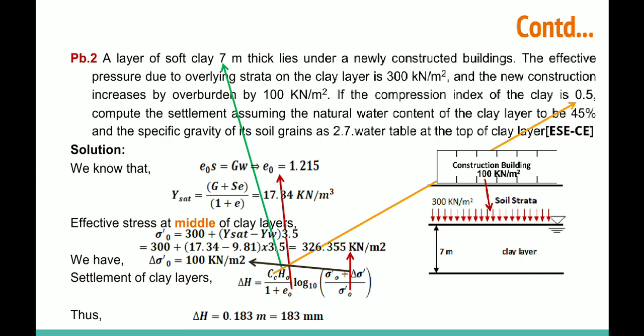So for the calculation of initial stress at the middle of the clay layer, we have to take the value of this pressure which is coming from the overlaying soil strata, and the rest of the question is the same. All these values are given, and we put them in this equation and we can get this result, right? Are you getting my point? Okay, good.